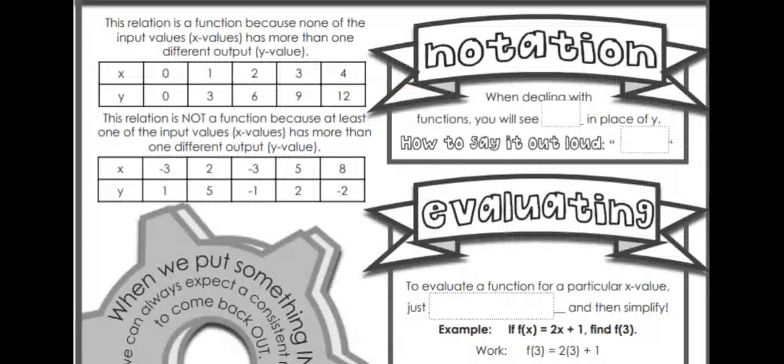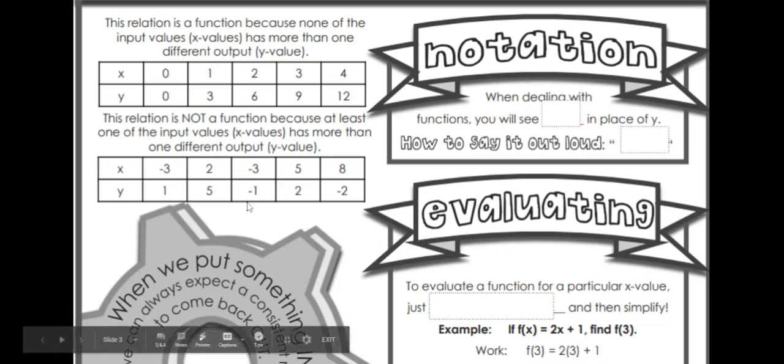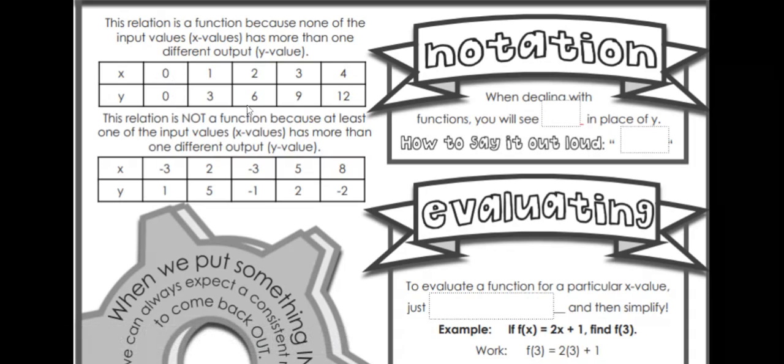All right, let's continue on your note. This relation is a function because none of the input values or the x values have more than one different output value. So 0 only has a 0 as an output. 1 only has 3 as an output. 2 only has 6. 3 only has 9. And 4 only has 12. So there's no x's that repeat and have 2 different values. So this is a function.